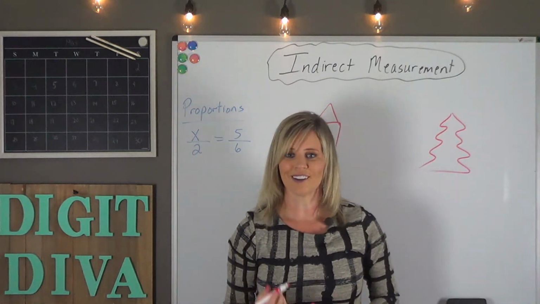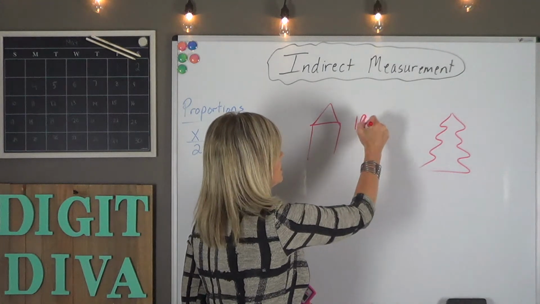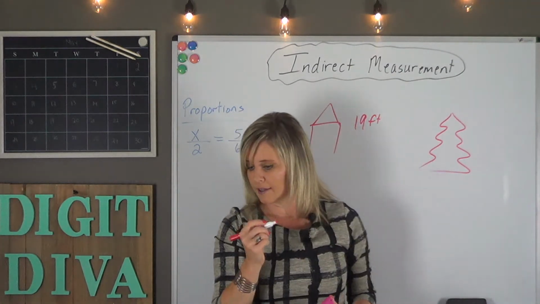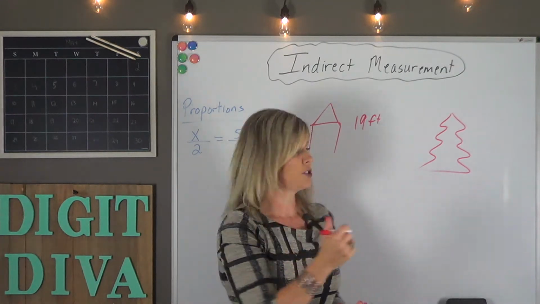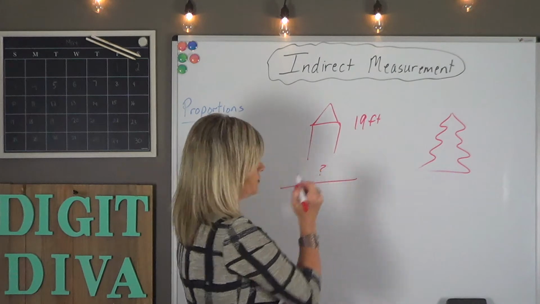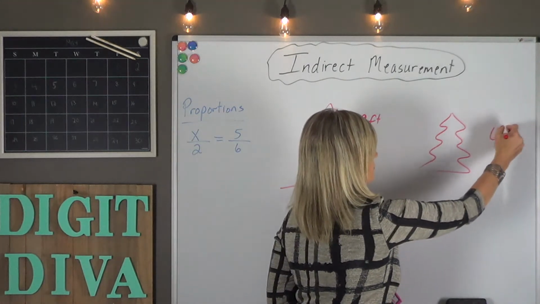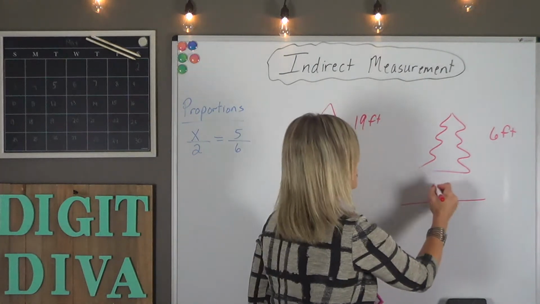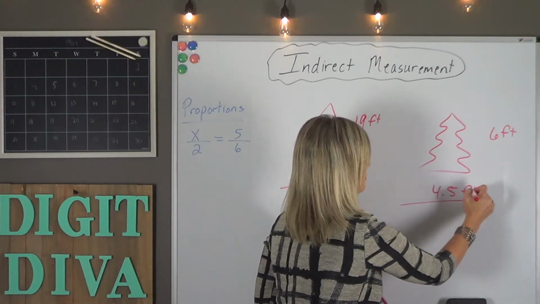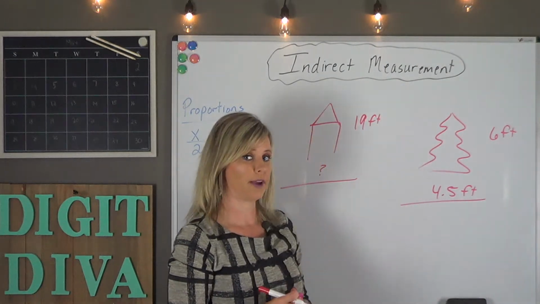Excuse my artwork. I'm not the best drawer in the world. So we've got a house that is 19 feet tall and its shadow, we're looking for the shadow. We do not know the shadow. Okay, so the tree is 6 feet tall with a 4.5 foot shadow. So we're looking for the shadow of the house, okay?